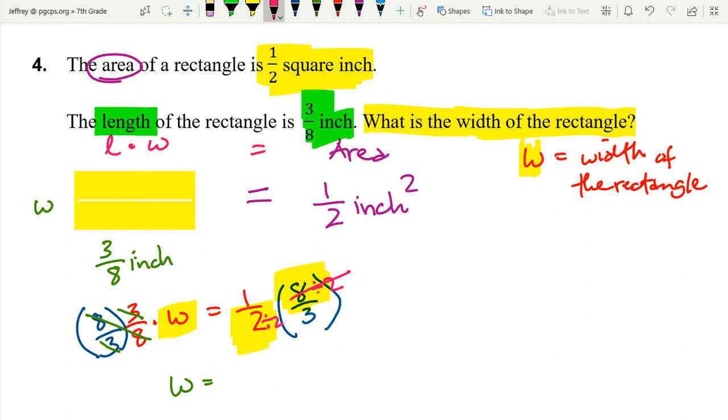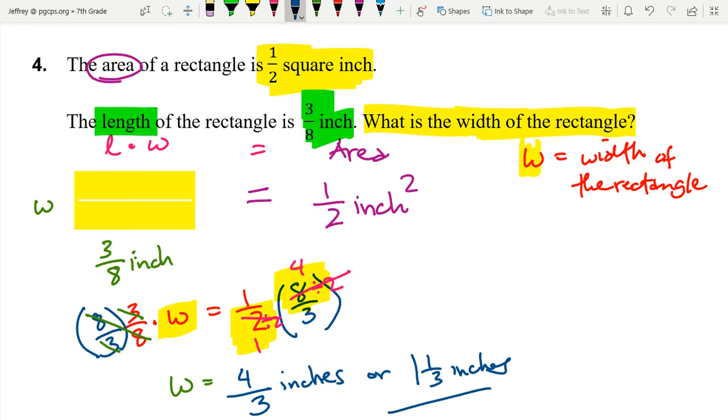So 8 divided by 2 is 4. 2 divided by 2 is 1. Now we can multiply straight across. 1 times 4 is 4 over 1 times 3 is 3. So 4/3 inches, or 1 1/3 inches. Why 1 1/3? 3 goes into 4 one time, with 1 left over. The denominator stays the same. So 1 1/3 inches is the width of the rectangle. Hopefully that helps. Number 5.